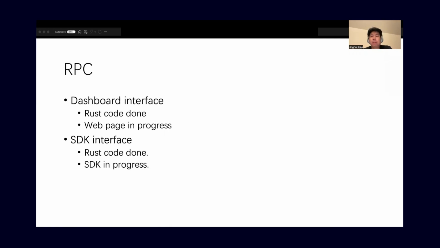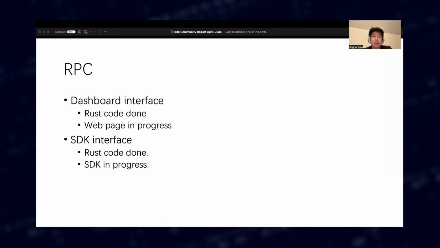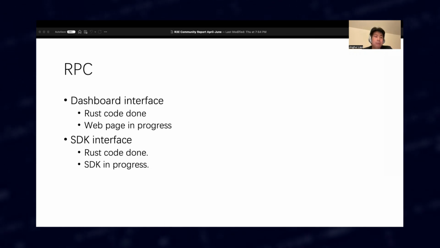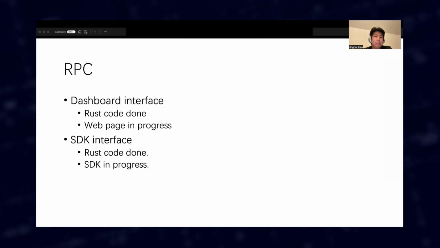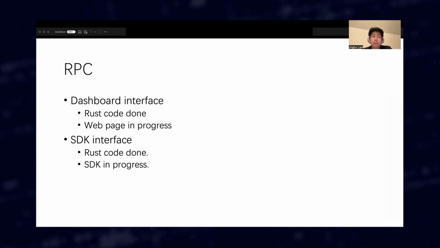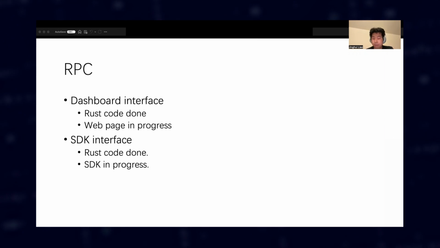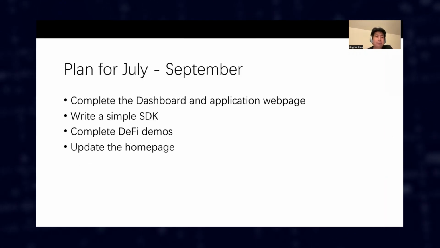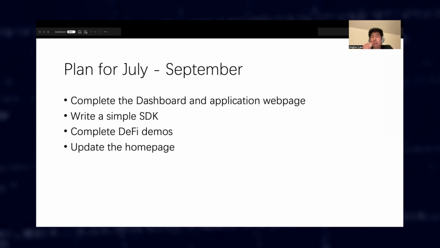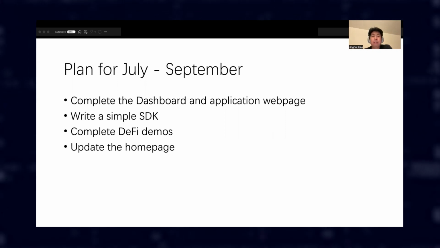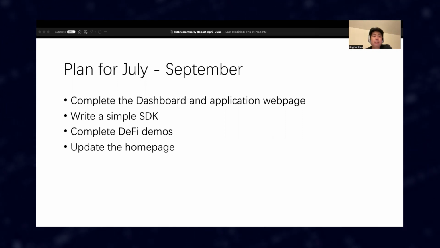We have implemented the Rust code, which runs in our Oracle node. It's done, but the web page is still in progress. We also have the RPC interfaces for the SDK, but we're still working on the SDK. Those are the tasks we have done in the past 3 months.